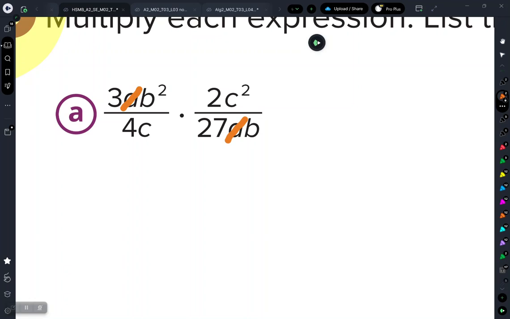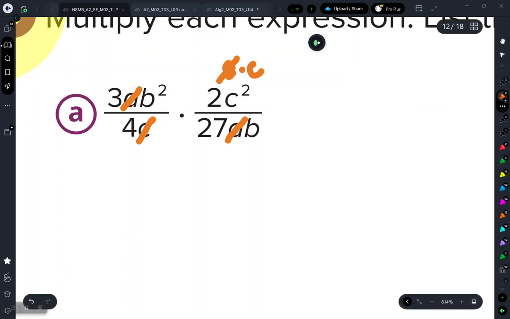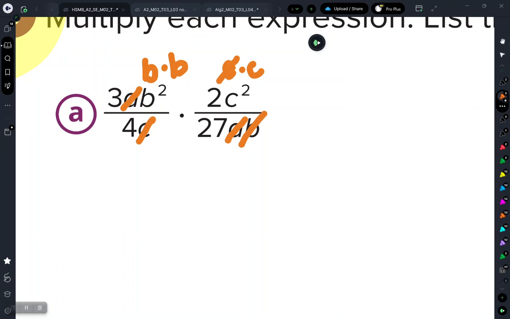Okay, then we have C's. I have one C on the bottom left and C squared, which is essentially C times C in the top right. So one of the C's is going to cancel, but there's still going to be an extra C left over. Same thing's going to happen with the B's. B squared is B times B. So one of the B's is going to cancel with one of the B's.